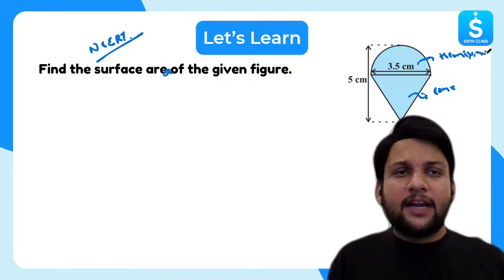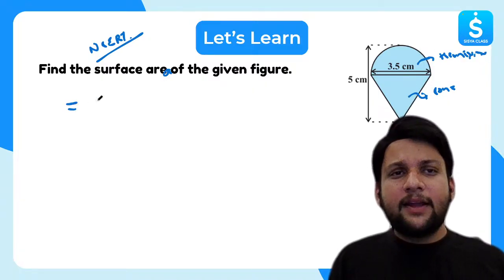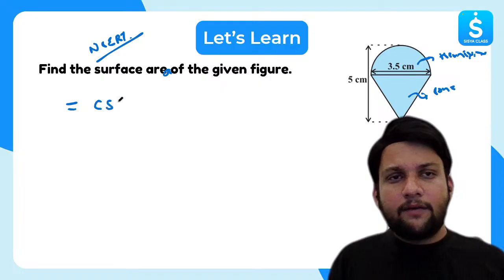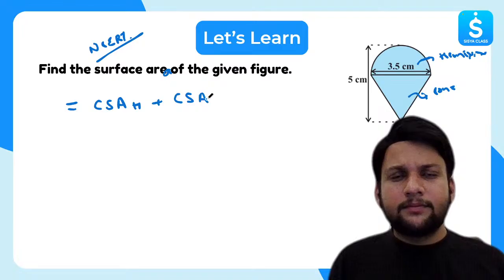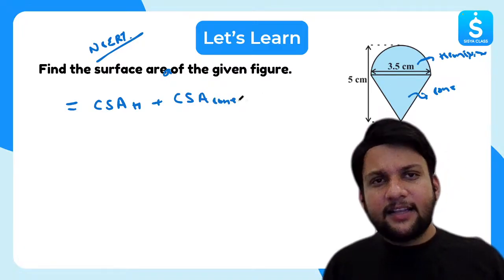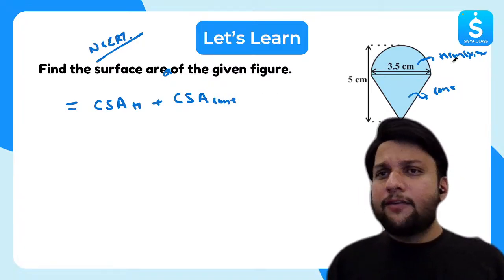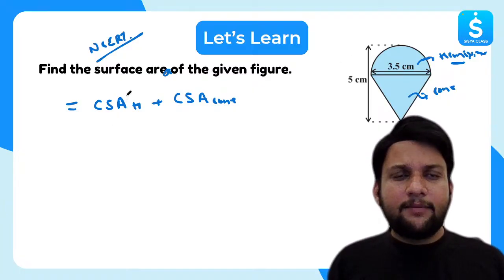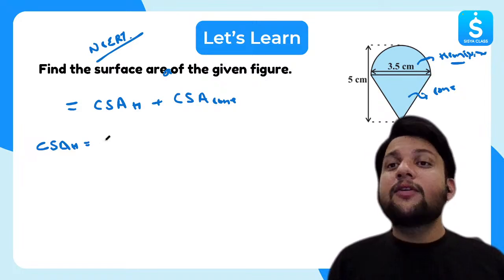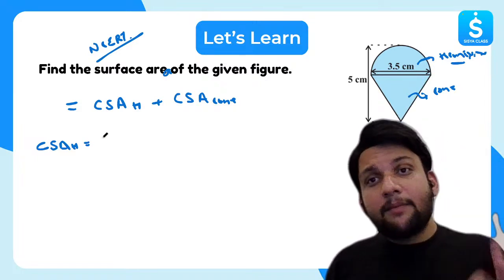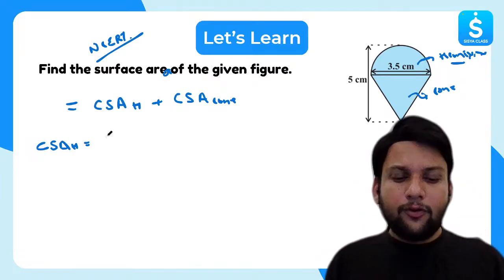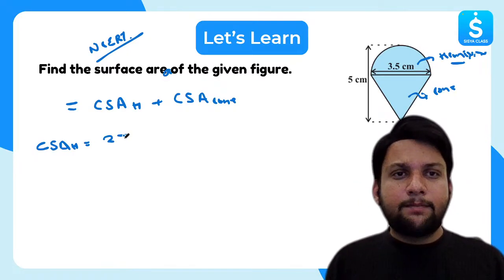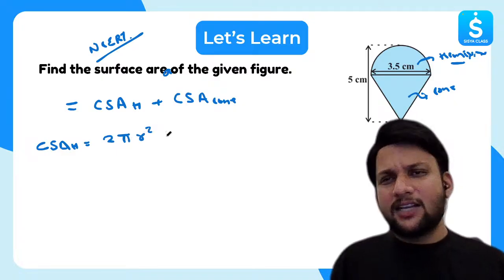Correct. All right. So if I have to find surface area, it will be given by curved surface area of hemisphere plus curved surface area of cone. Easy, nothing other than that. All right. Okay, let's find for hemisphere. So CSA of hemisphere. What is the formula for curved surface area of hemisphere? Remember, 4 pi r square is the total surface area of sphere. If I'm cutting it in half, it will become 2 pi r square. That is 2 times pi times r square. I will leave it as r square for now.